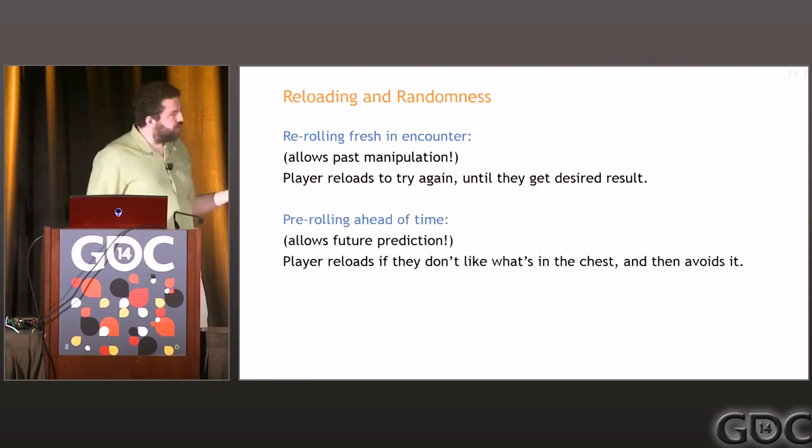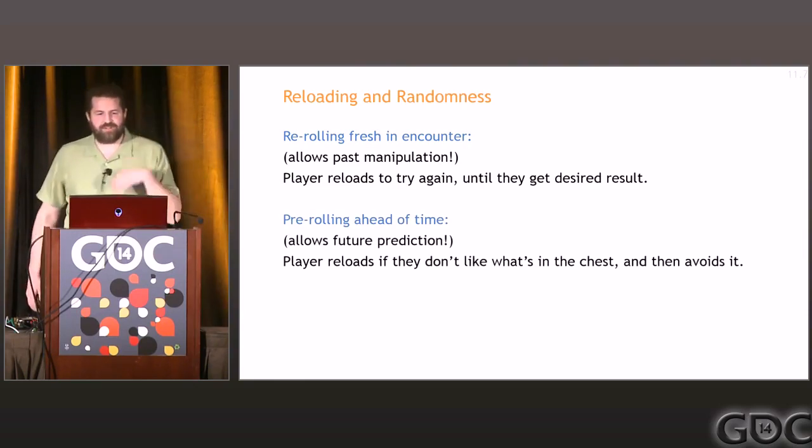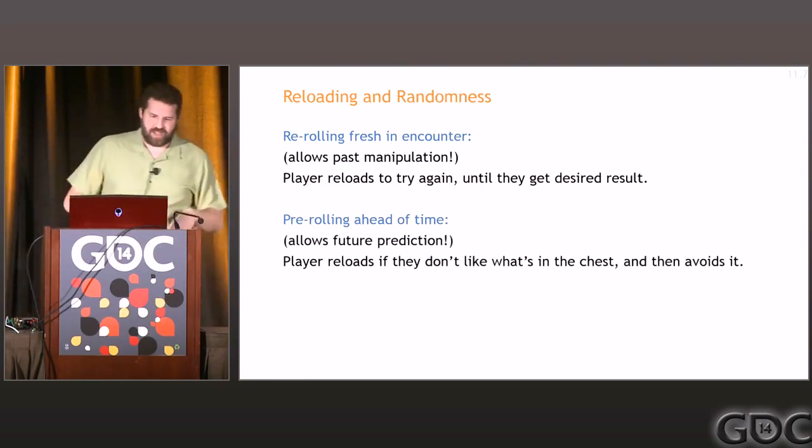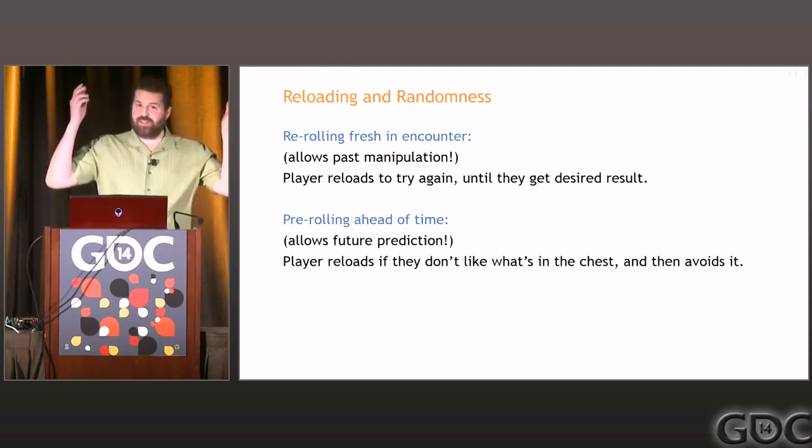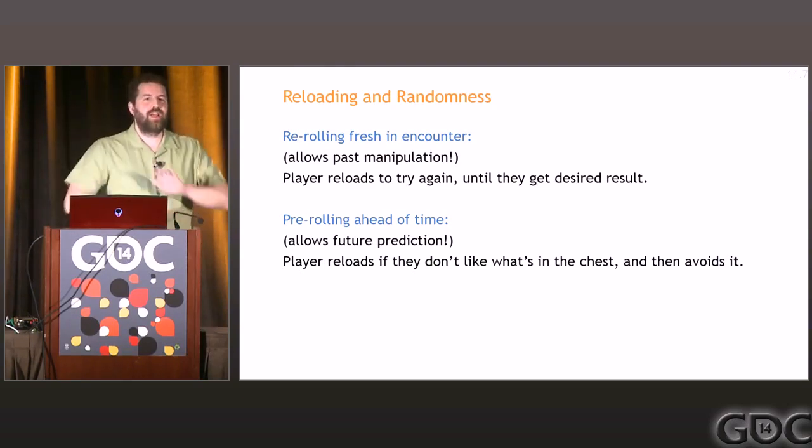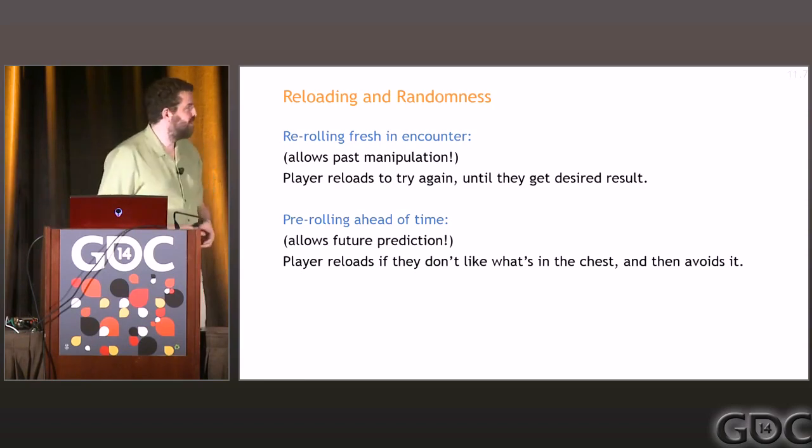If you pre-roll, then they have a different problem. It allows future prediction. They save the game, they open the chest, there's a poison trap, they're like, wow, that was bad, reload, don't open that chest.